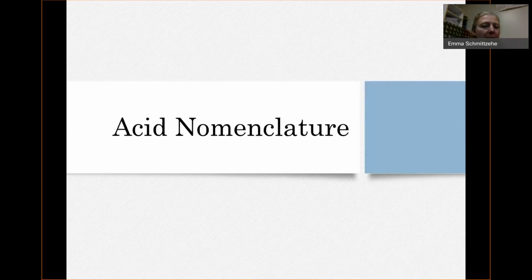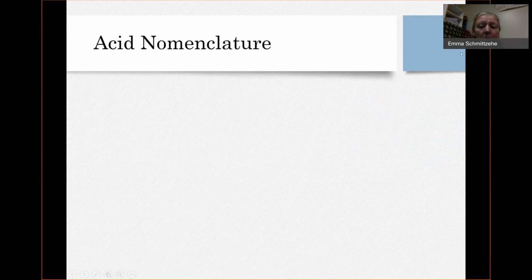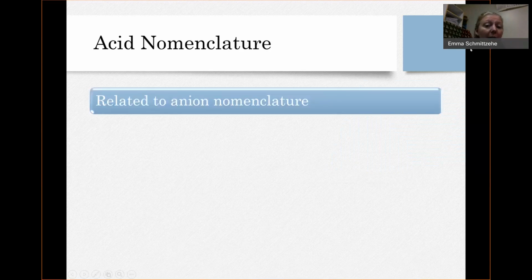Okay, let's talk about acid nomenclature, meaning the interconversion between acid formulas and acid names. Now, acid nomenclature is a lot easier if you have a grasp on ion nomenclature because it is based on ion nomenclature. Okay, so acid nomenclature is really tied to anion nomenclature, so the negative ions. And that's because acids are substances that when you put them in water, they release hydrogen ions, so H plus.